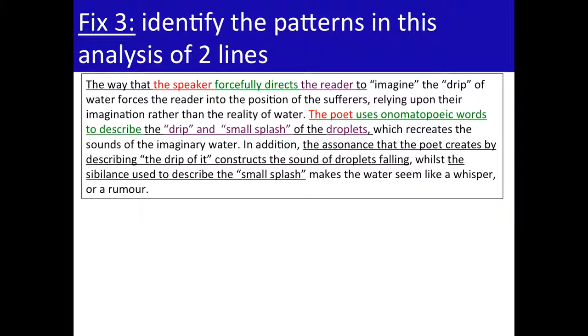The next one. In addition, the assonance that the poet creates by describing the drip of it constructs the sounds of droplets falling, whilst the sibilance used to describe the small splash makes the water seem like a whisper. So you've got two complete subject, verb, object sections of these sentences. The assonance that the poet creates by describing the drip of it constructs the sound of droplets falling. There's repetition there, so what you're looking for again: subject nouns, verb phrases, object nouns in that first section. Then the second, the sibilance used to describe the small splash makes the water seem like a whisper. Again, subject nouns, verb phrases, and object nouns. Pause it and see if you can pick out those examples. Okay, you can see here the assonance, the poet, the sibilance in each of those sentences.